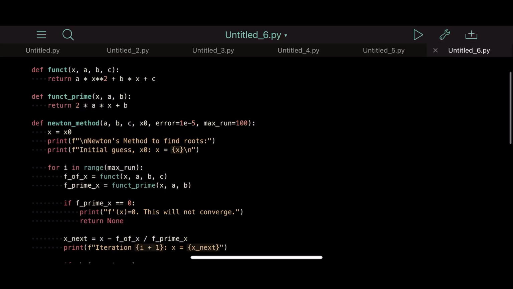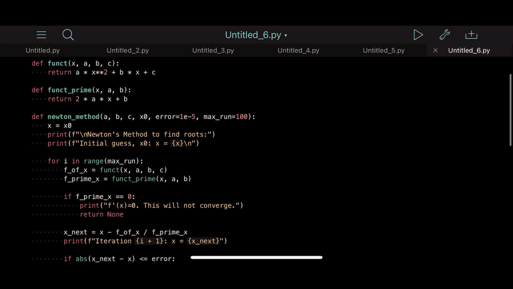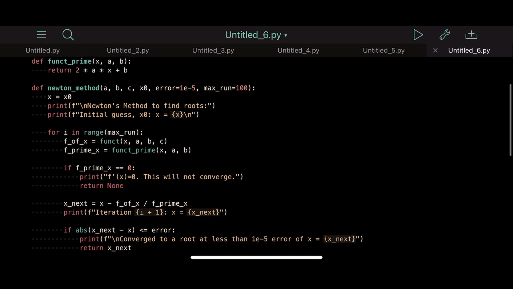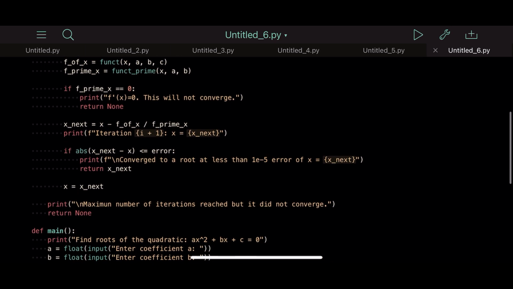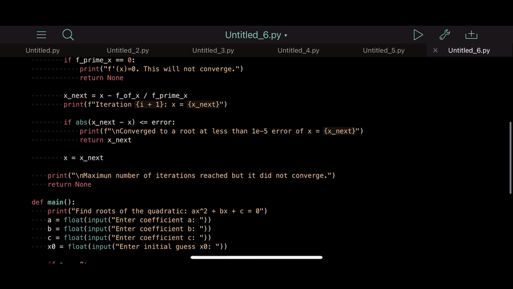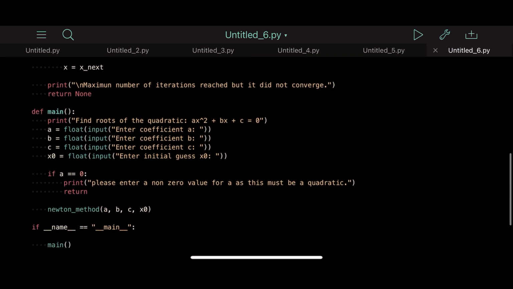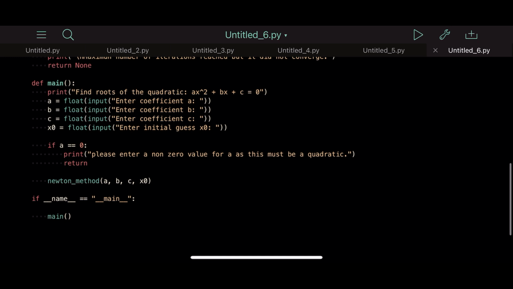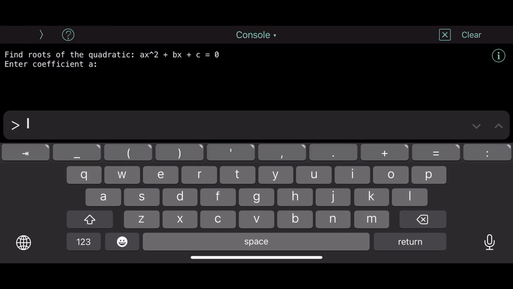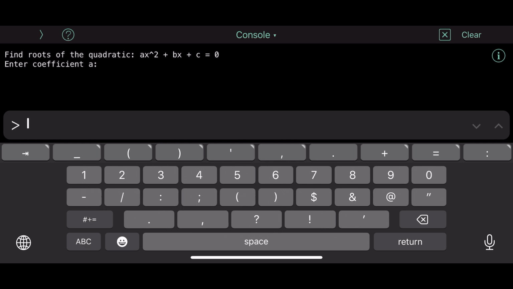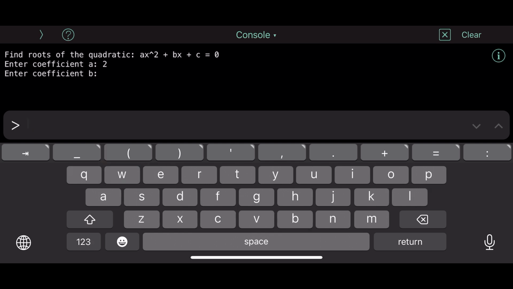And finally, we'll put Newton's method into Python and allow the user to enter coefficients a, b, and c and x sub 0. We'll use the same quadratic function as before, where a, b, and c equals 2, -5, 2, respectively. We'll run it twice, once for x sub 0 equal to 100, and once more for x sub 0 equal to -100.